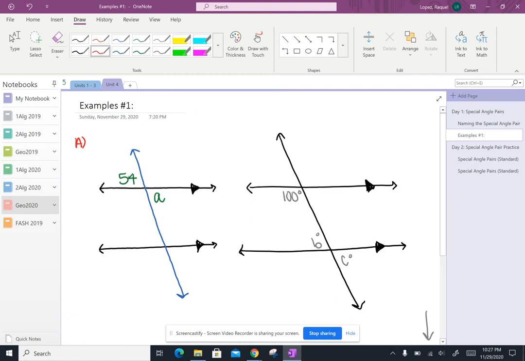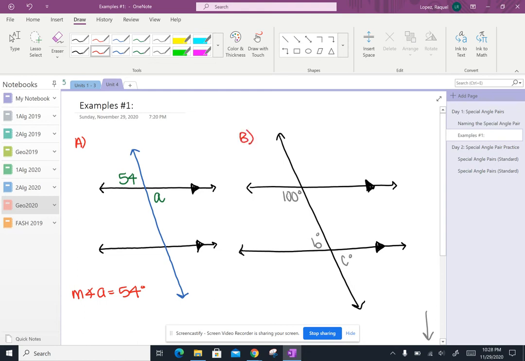Well, that angle that we're given is 54 degrees, and A, those are vertical angles. And if you remember from our last unit, vertical angles are congruent. So the measure of angle A is also going to be 54 degrees. Okay, let's go on to the next one. Let's go on to diagram B.